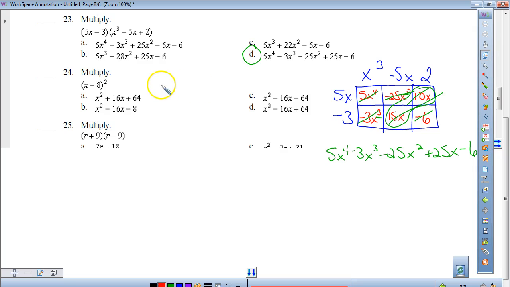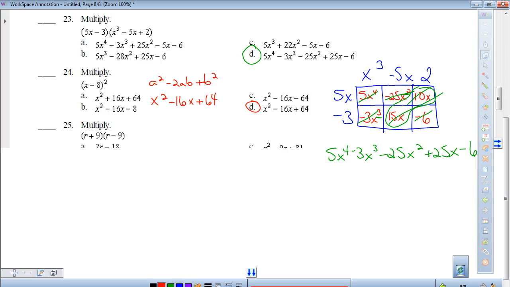If we write this twice and FOIL it, or if we use our a squared minus 2ab plus b squared trick, we would end up with x squared minus 16x plus 64. And that is answer choice D.